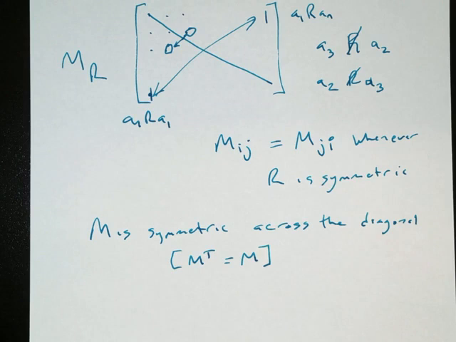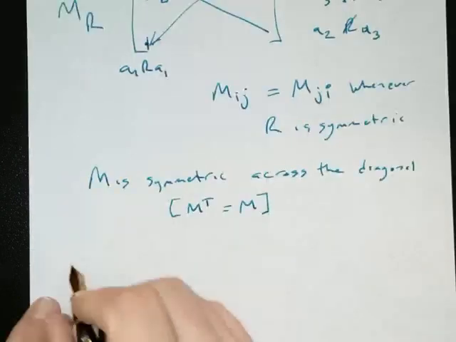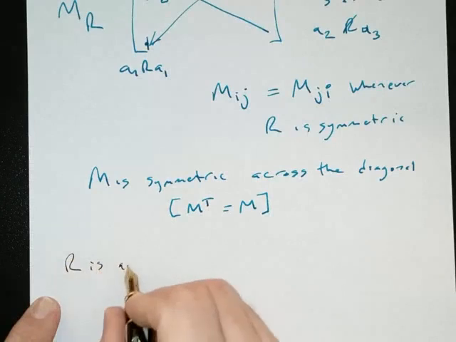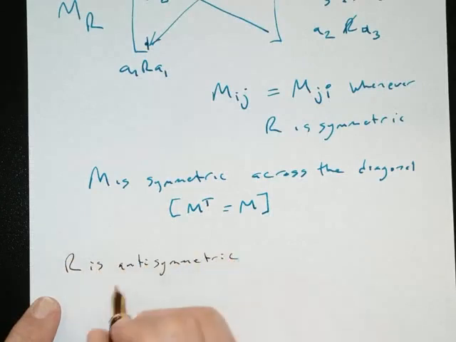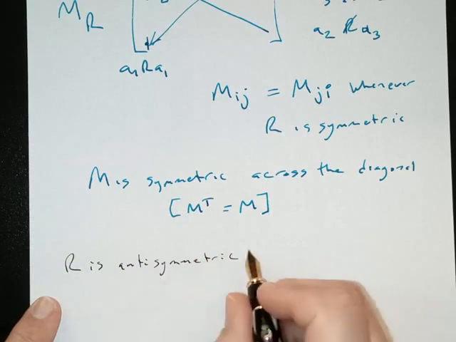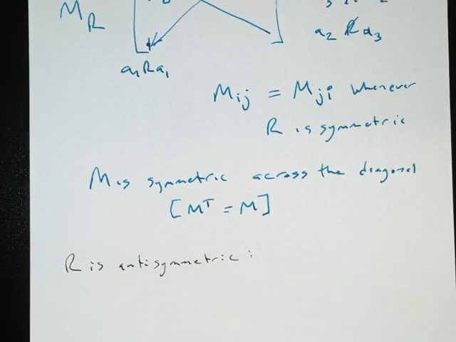What was our third property? Anti-symmetry. What was the definition for this one?